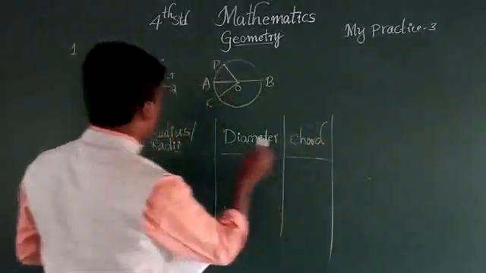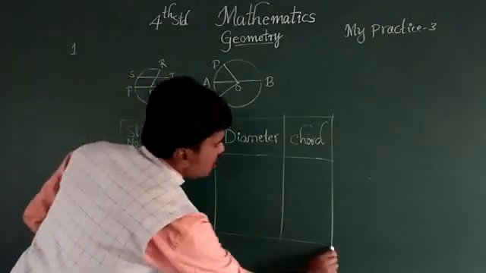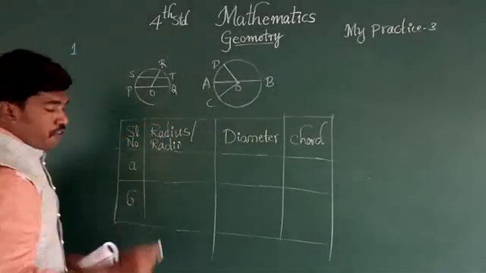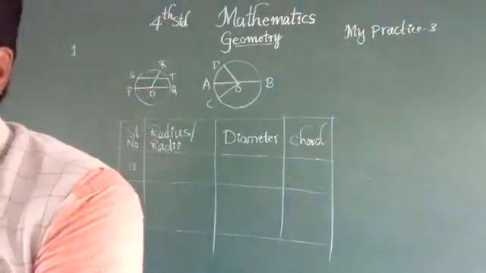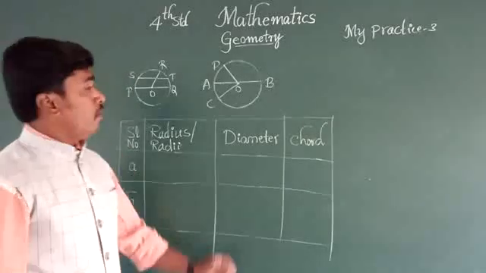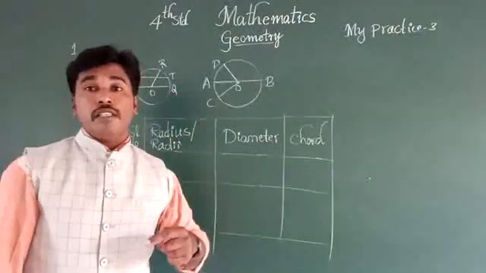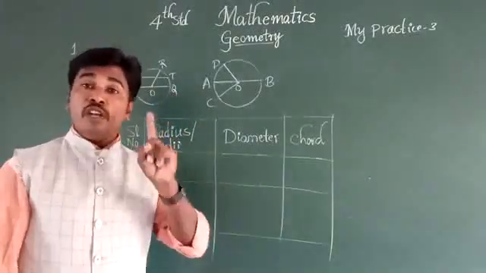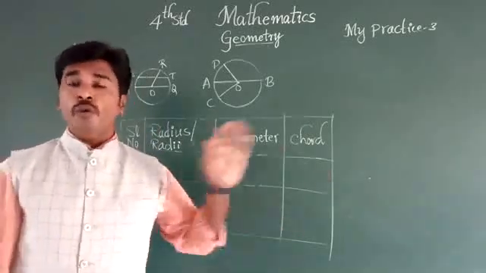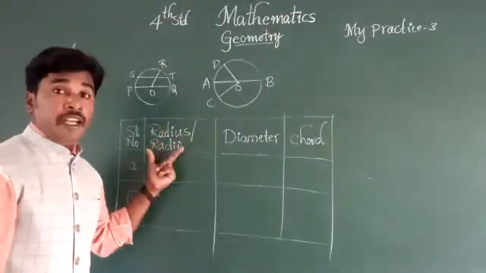Here there are 4 circles. I have taken only 2 circles. The remaining 2, do it yourselves, dear children. These are very simple questions. Once you understand, you will not forget it. So radius and radii. What is the difference between radius and radii? If the distance between the center of the circle and any point on the circle is only one length, then it is called radius. If there are more than one, then we call them radii. The plural form of radius is radii.